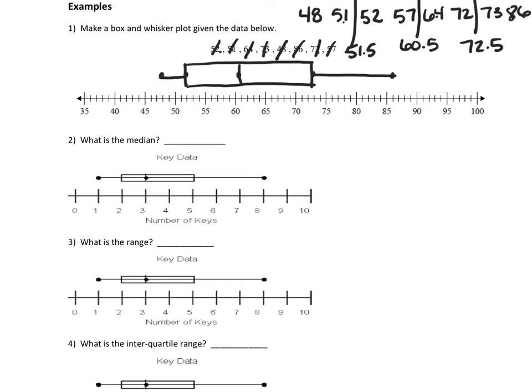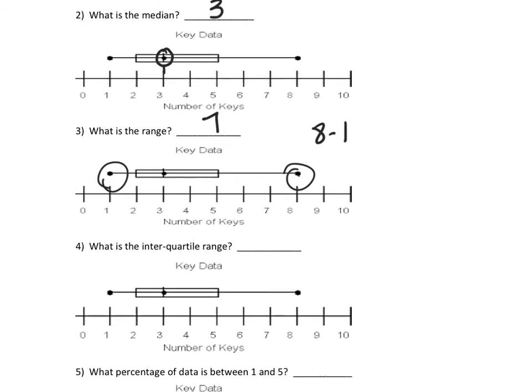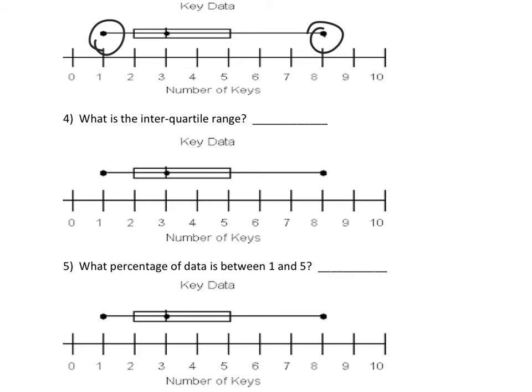What is a median? Okay, so number 2 is just talking about this specific data. The median is this dot right here, which is going to be 3. Range is going to be your greatest minus your least. So 8 minus 1, which is 7. And then the interquartile range is going to be this upper quartile minus this lower quartile, which is 5 minus 2, which I have 3 on that.